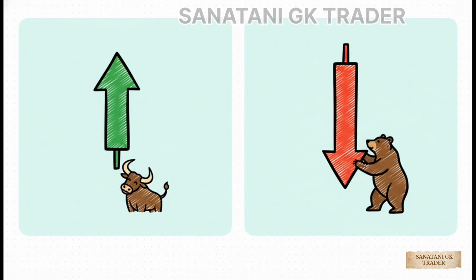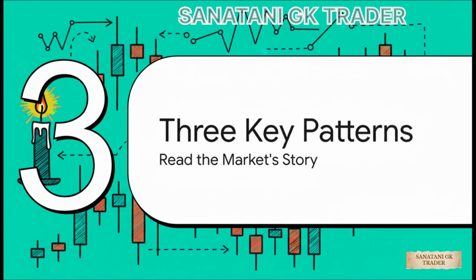And the color? Well, that tells you the direction of the story. If a candle is green, it means the price closed higher than it opened. The price went up. We call this bullish. Think of a bull thrusting its horns up. Now, if it's red, that means the price closed lower than it opened. We call this bearish, like a bear swiping its claws down. See? Pretty simple, right?